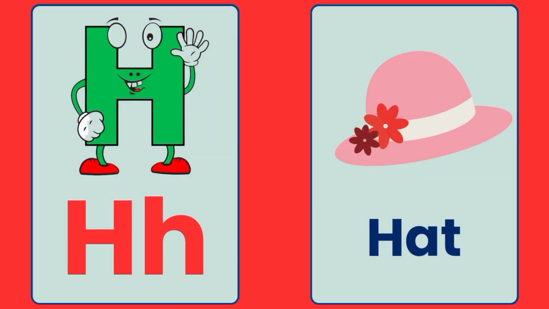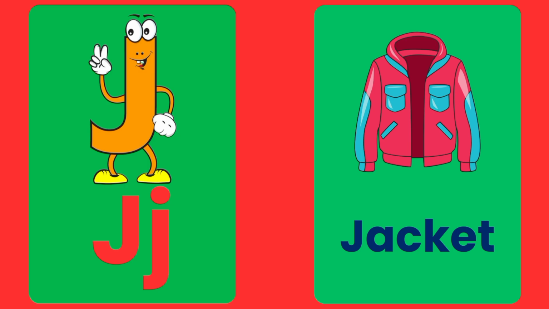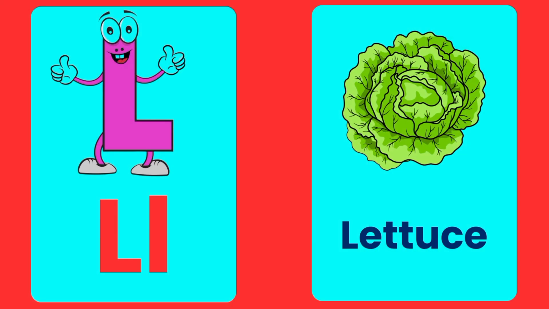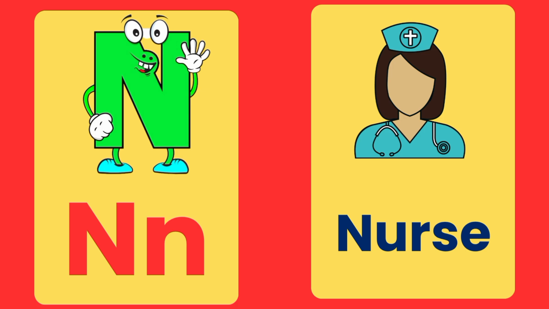H for hat. I for igloo. J for jacket. K for kite. L for lettuce. M for mango. N for nurse.